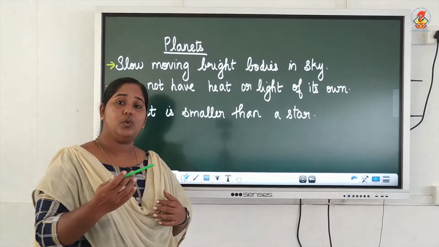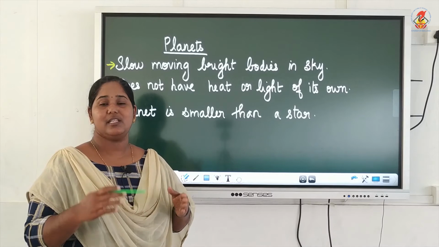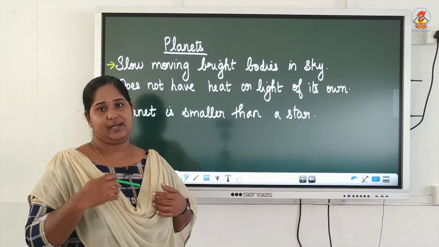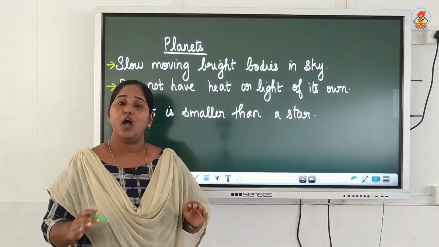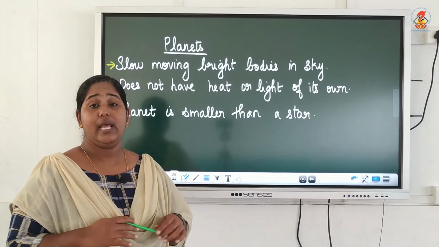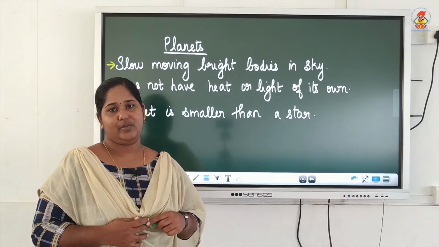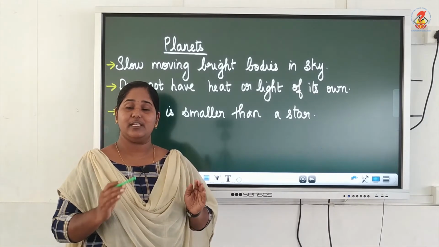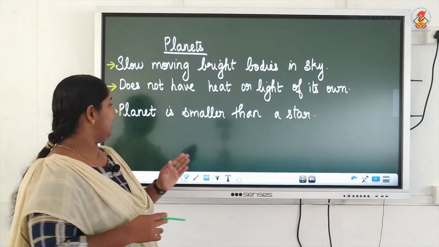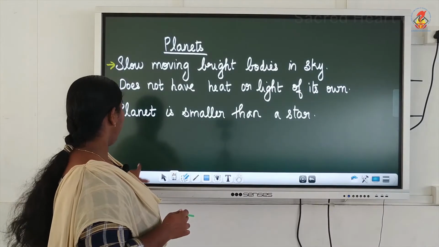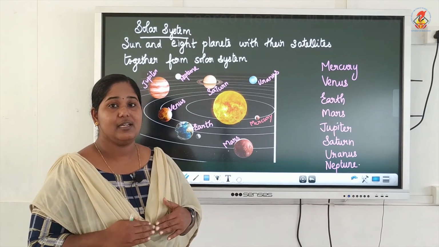And they move around whom? The brightest star, that is the Sun. Planets move around the Sun. Okay, planets are slow moving bright heavenly bodies. They do not have heat and light of their own. They just reflect the light of the Sun falling on them. Planets are smaller than a star.